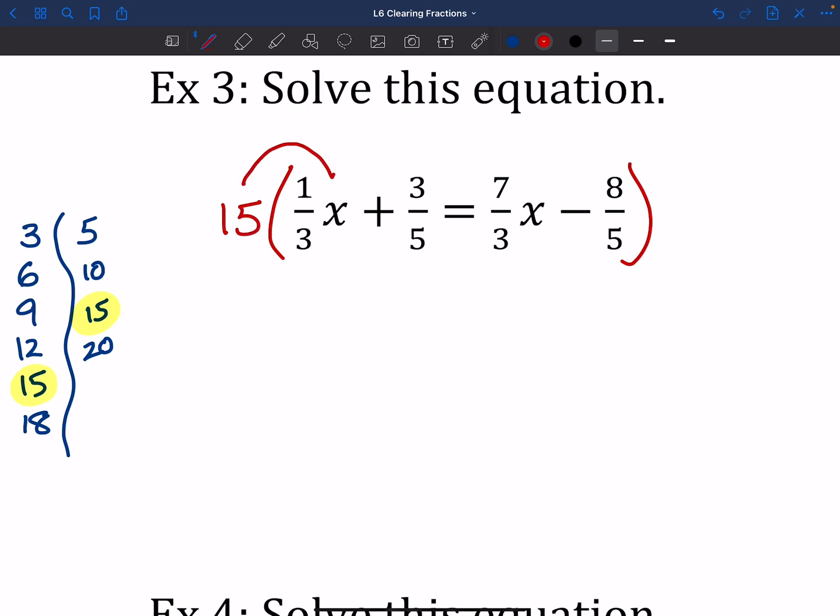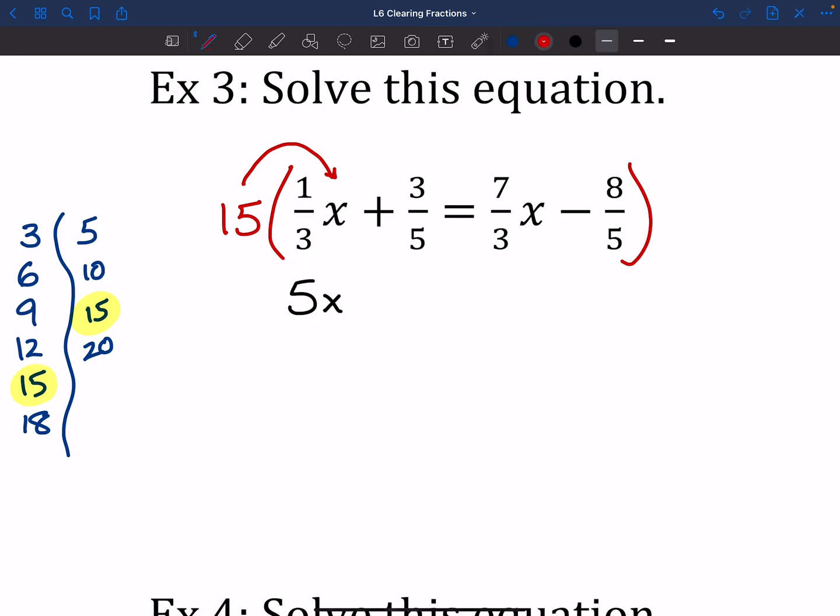Right? When we do 15 times 1/3, what I'm going to do is take this 15 and divide it by the number that's on the bottom of the fraction. So 15 divided by 3 leaves us with 5. So down there I have 5. I'm going to take that 5 and multiply it by what I have on top. In this case, 1. So 5 times 1 is just going to leave us with 5 and that x that's attached to it. We're going to go ahead and do the same thing for the rest.